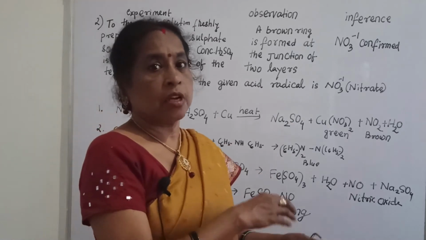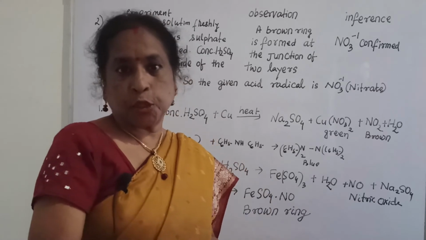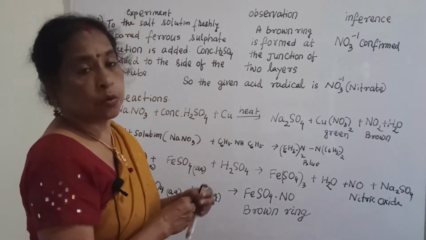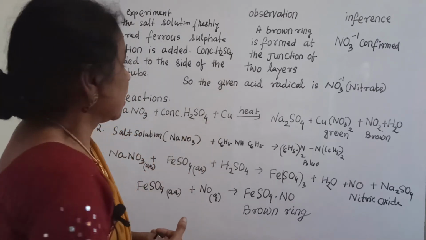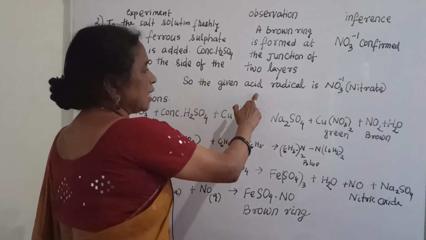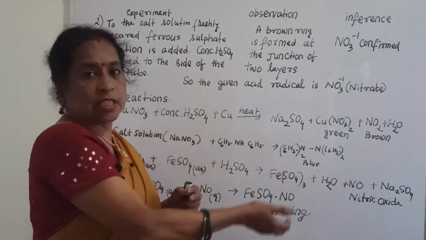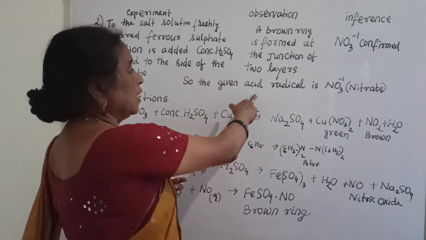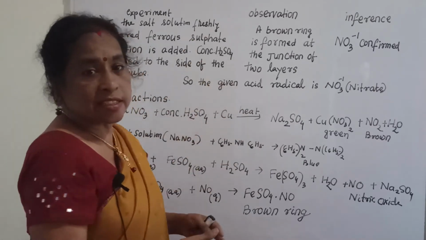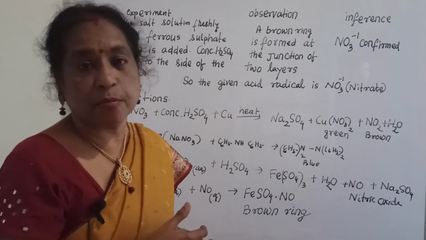One is the diphenylamine test, and the second one is very important, which is known as the brown ring test. Take the solution, add freshly prepared ferrous sulfate solution, and to the side of the test tube add a few drops of concentrated sulfuric acid, so that a brown ring is formed at the junction of the two layers of liquids. So what to write? The given acid radical is nitrate. Lastly we will conclude what the salt given is and that the acid radical present is nitrate. Now here it ends the salt analysis or acid radical analysis, that is packet number 1.